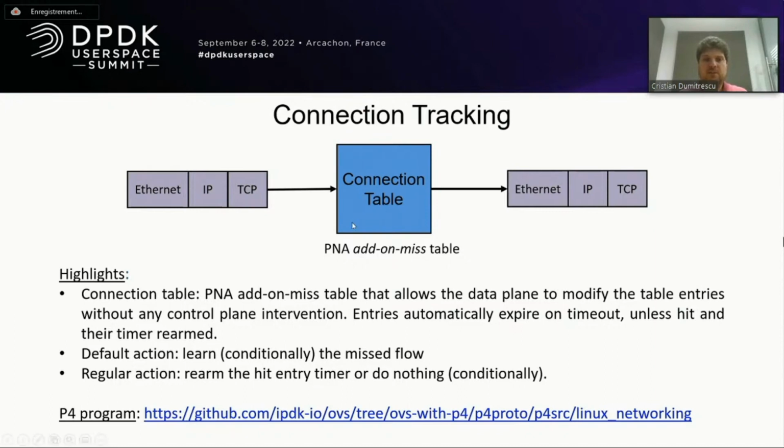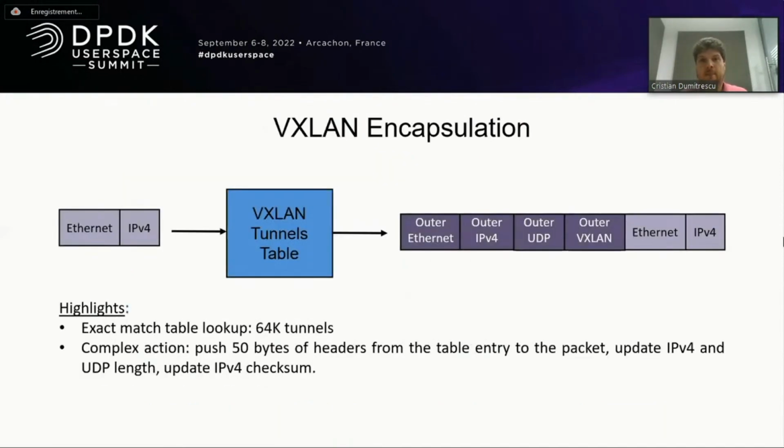The default action for this table is to learn the missed flow, the missed entry, right? Conditionally, you could decide not to learn it if you don't want it. And on the regular action, we will simply have to decide whether it wants to rearm the timer or do nothing. We also have a complex example here. I put the link to the P4 program in case people want to take a look at this Linux networking program that we recently open sourced.